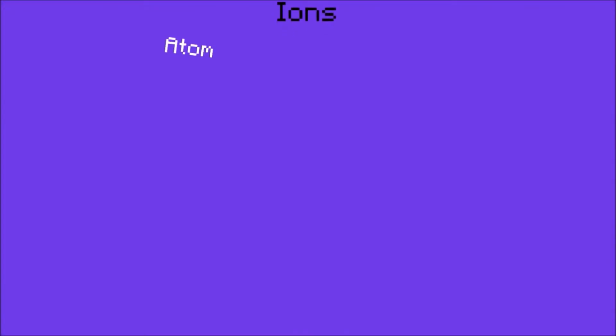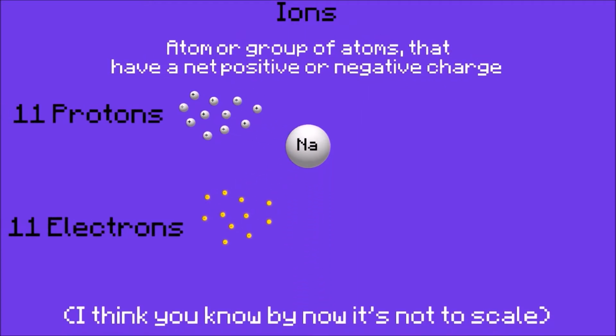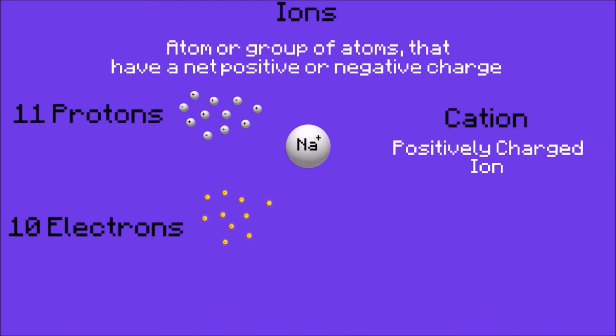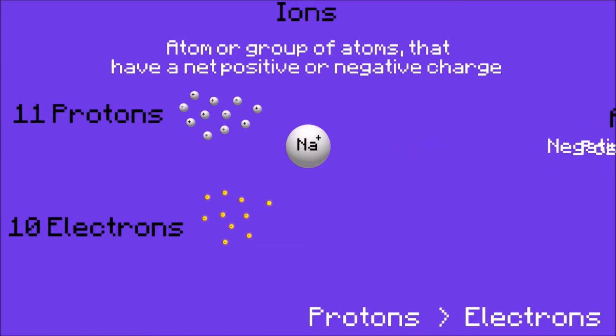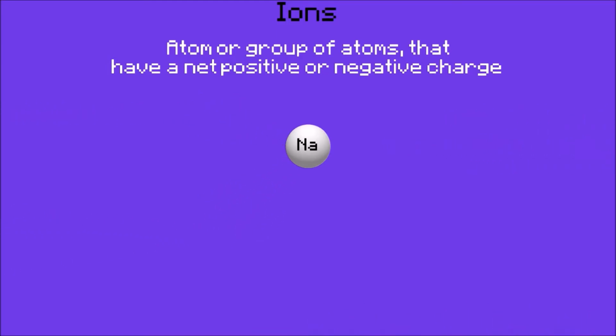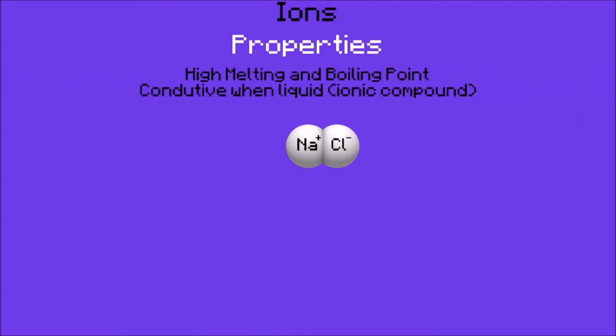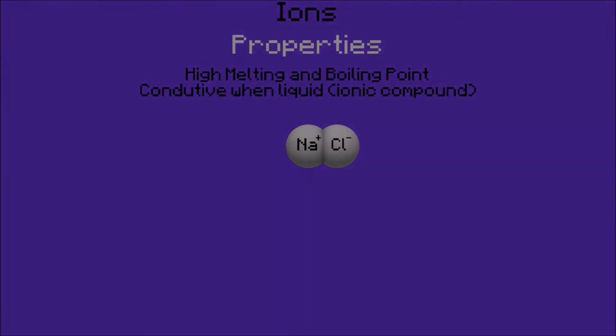An ion is an atom or a group of atoms that have a net positive or negative charge. There are 2 types of ions, which are the cations and anions. A cation is an ion that is positively charged. This occurs when a neutrally charged atom loses 1 or more electrons. On the other hand, an anion is an ion that is negatively charged. For this to occur, a neutrally charged atom has to gain 1 or more electrons. Their properties pertain to the following: electrostatic forces of attraction between the oppositely charged ions, high melting and boiling points, and conductive when liquid for ionic compounds.